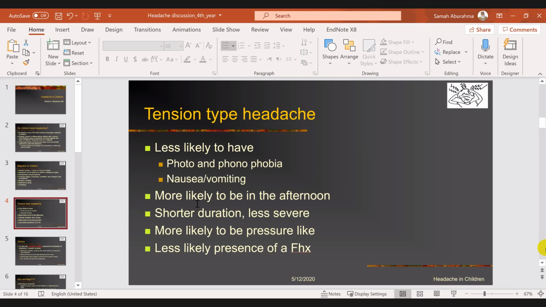Usually tension type headache is shorter. It is less severe. And it's more likely to be pressure-like than throbbing pain. And there's less likely to be the presence of a family history. So there's not a clear-cut differentiation between tension type headache and migraine headache.